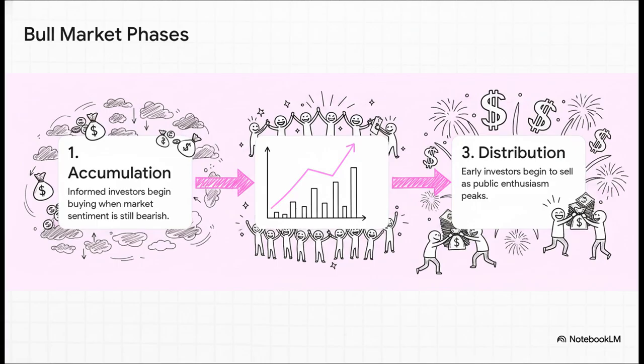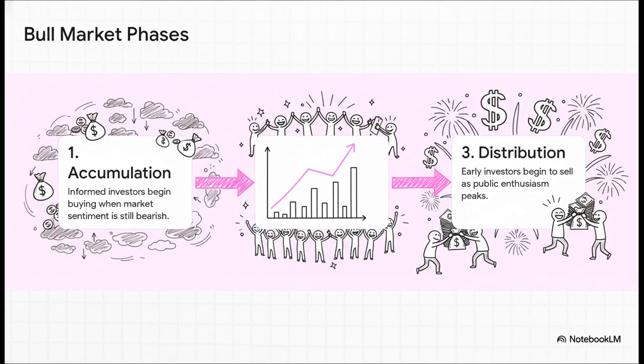So it starts with accumulation. This is when the really smart, informed investors start quietly buying stocks when pretty much everyone else is still pessimistic. Then comes public participation. This is when the trend becomes obvious, the news gets all positive, and the general public finally jumps on board, which is what really drives prices way up.